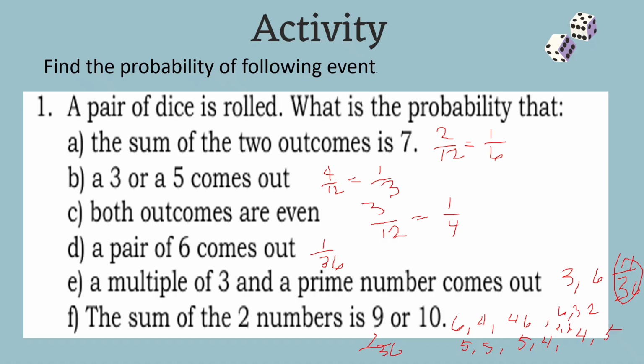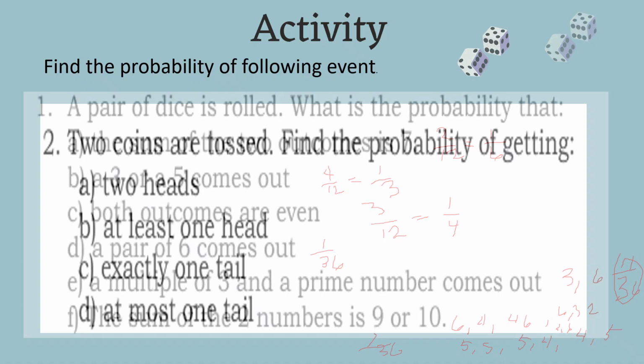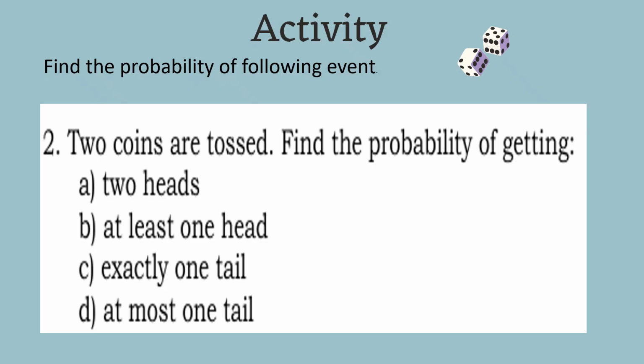Okay, next, let's have another. Two coins are tossed. Find the probability of getting two heads. So that's about one fourth, one fourth or one half. Okay. So if we have two heads, that's 2 over 4, or that's one half.